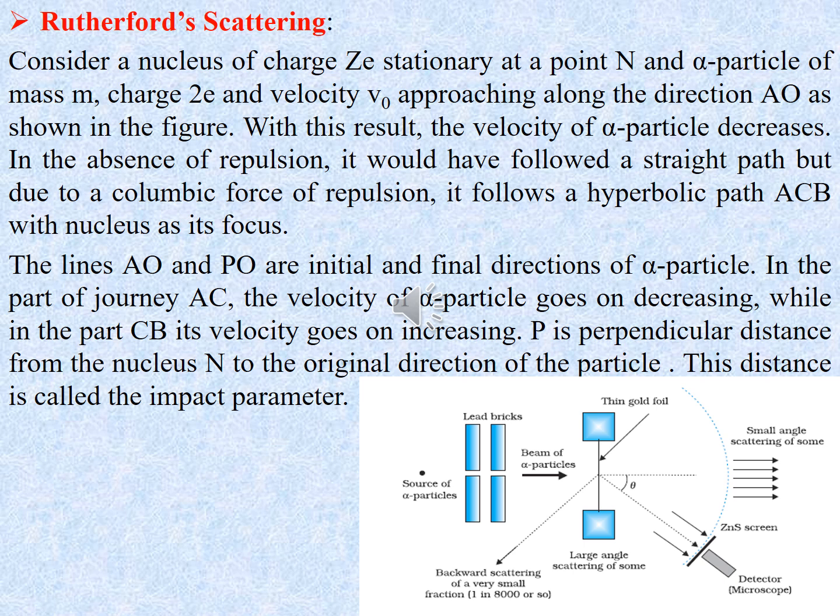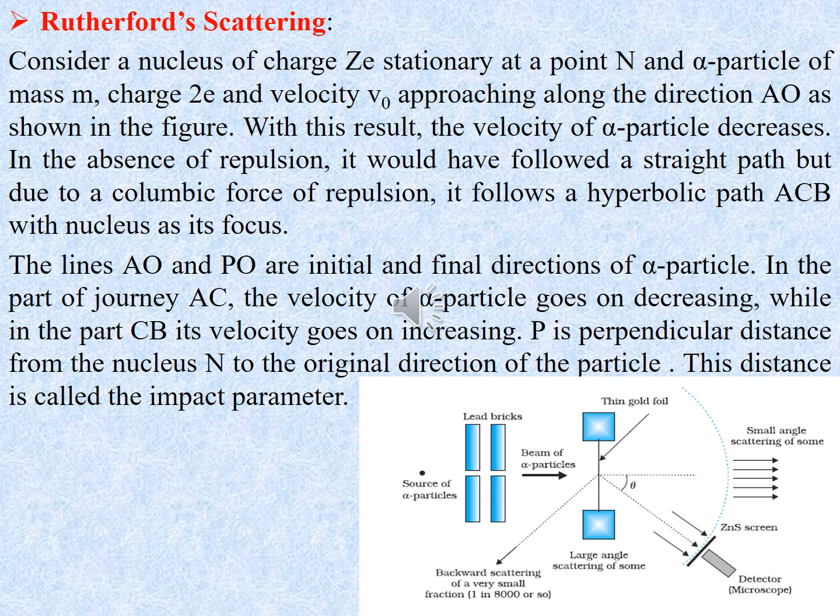With this result, the velocity of the alpha particles decreases. In the absence of repulsion, it would have followed a straight path, but due to the Coulombic force of repulsion, it follows a hyperbolic path, that is ACB, with the nucleus as its focus.